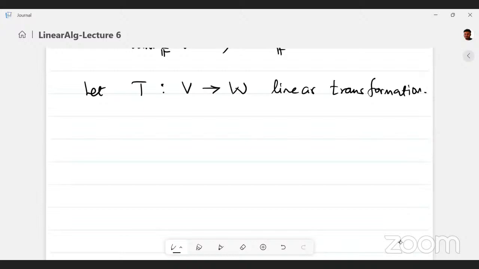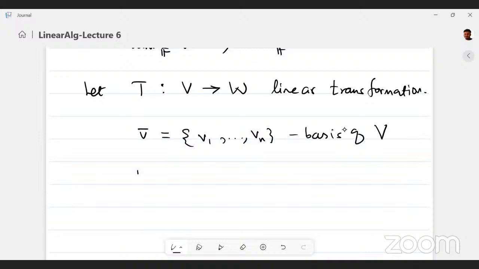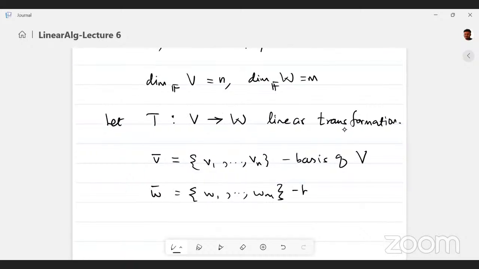Of course, to do that, we need to fix bases of V and W. For that purpose, let's fix a basis, which I call V bar, consisting of V1 through Vn. This is a basis of V. And W bar, which I denote by W1 through Wm. Because the dimension of W is m, this is a basis of W. This is something we fix.